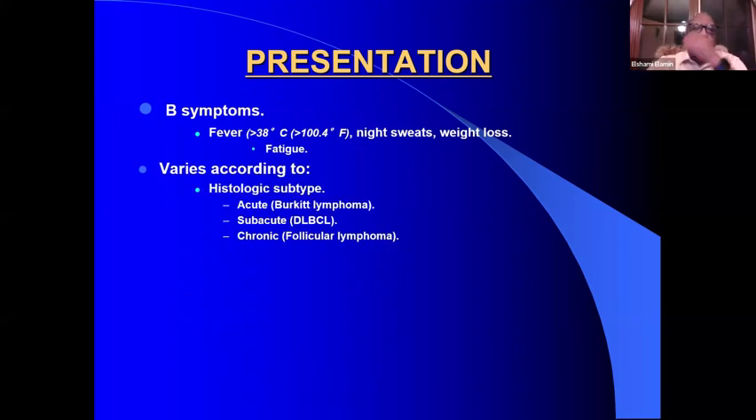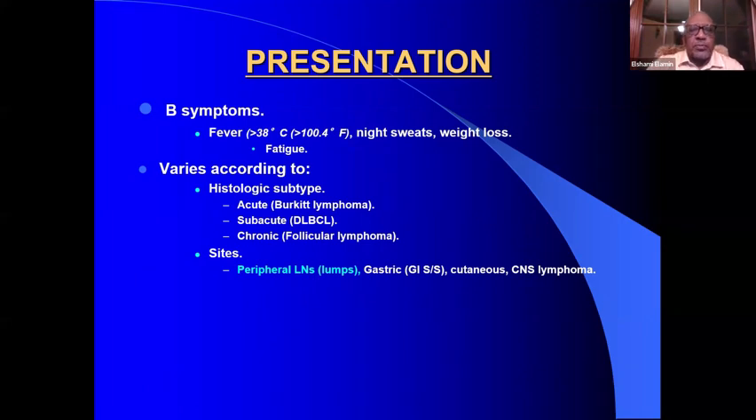Also, the presentation varies according to the histologic subtype. Like Burkitt lymphoma, the presentation is typically acute. Diffuse large B-cell lymphoma, the presentation is subacute, and follicular lymphoma, typically the presentation is chronic. Also, the presentation varies according to the site. It could be just a large lymph node, a lump in the neck, under the arm, in the groin. So the patient may present with just a lump.